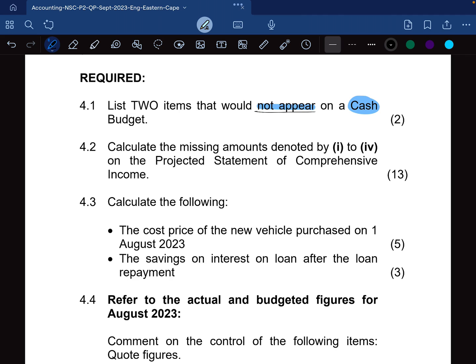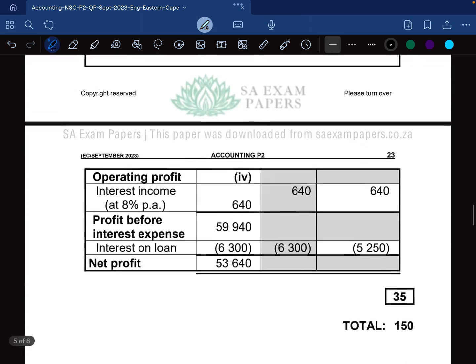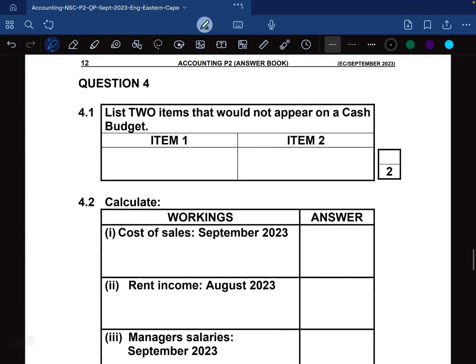Those are the two most common examples. Another one would be bad debts, because with depreciation, you're not necessarily paying anyone and no one is paying you. You're just recognizing an expense for the utilization of your assets.